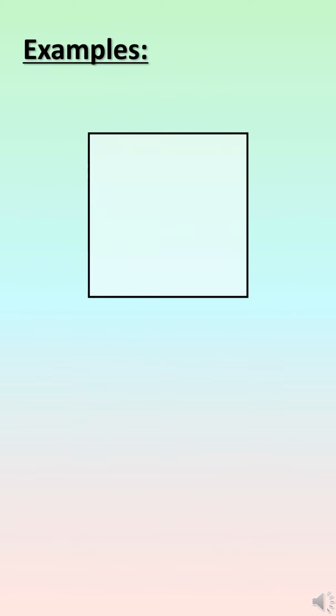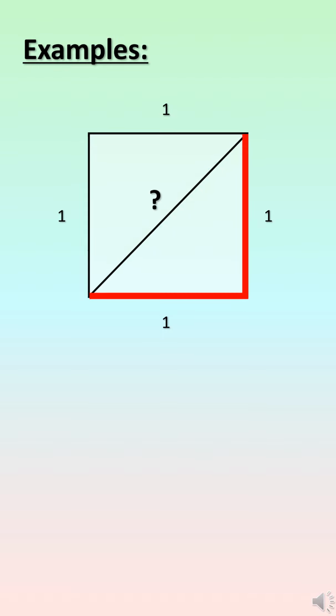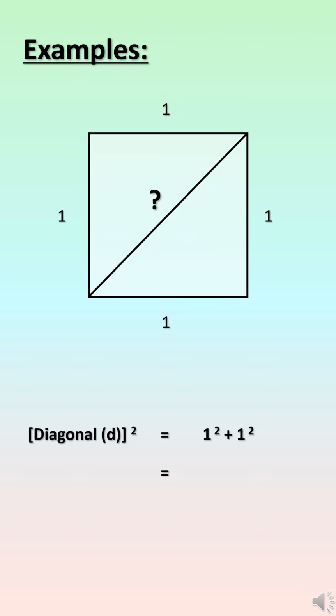Examples. Consider the simple figure here, which is a square, the unit square, with side lengths of 1. What is the length of the diagonal? Pythagoras tells us the square of the hypotenuse is equal to the sum of the squares of the other two sides. That means the square of the diagonal is equal to 1 squared plus 1 squared, or 2. Therefore, the diagonal is equal to root 2, or approximately 1.414.